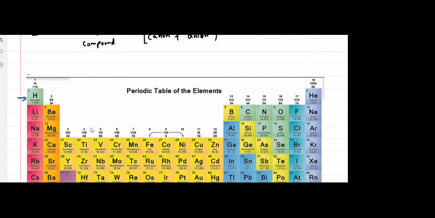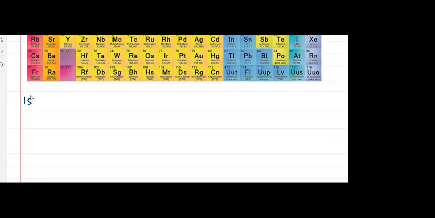Step by step, try to understand this. First orbit: how many electrons can we have? 2 electrons, yes or no? Clear? So if I have only 1 electron, which means 1 proton also, what is the atomic number? Sir, 1. So the atomic number is also 1.